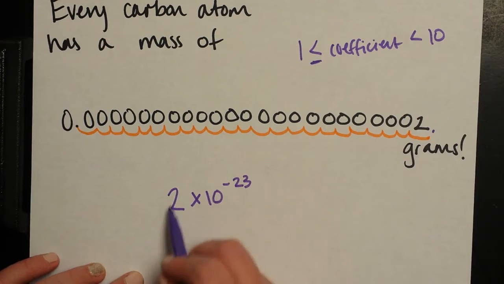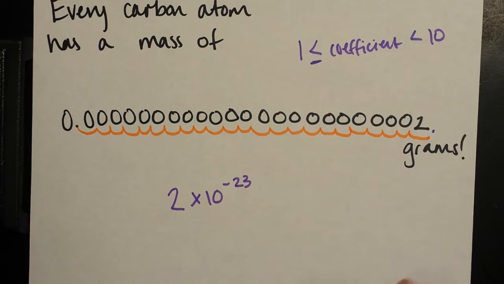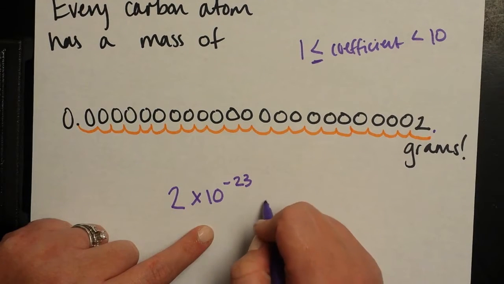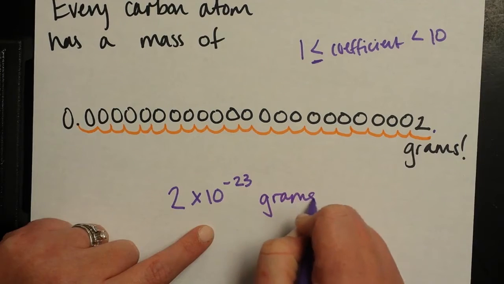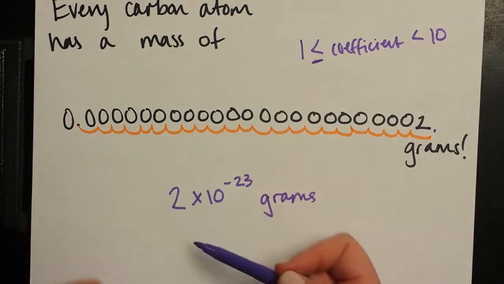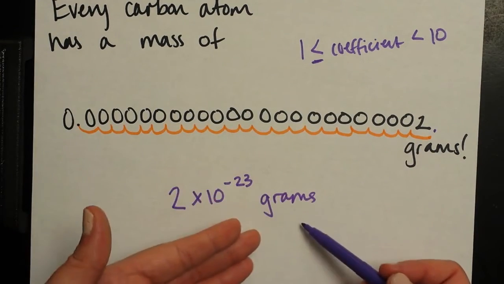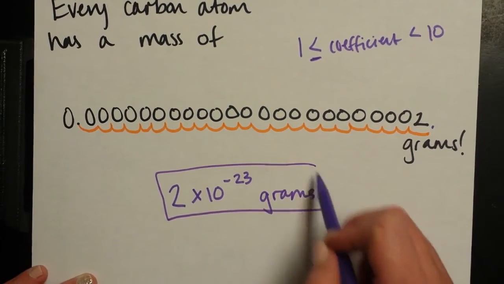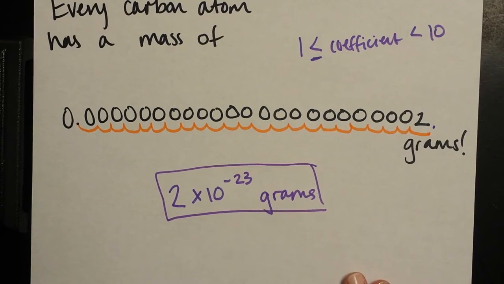Again, this is a naked number. You don't walk around saying 2 times 10 to the negative 23 is what a carbon atom is. No, that's how many grams it weighs. That's its mass. So each carbon atom has a mass of 2 times 10 to the negative 23 grams, and this is the exact same number as this up here. Way more efficient to write and talk about.